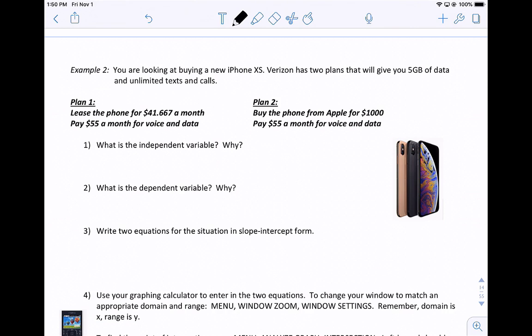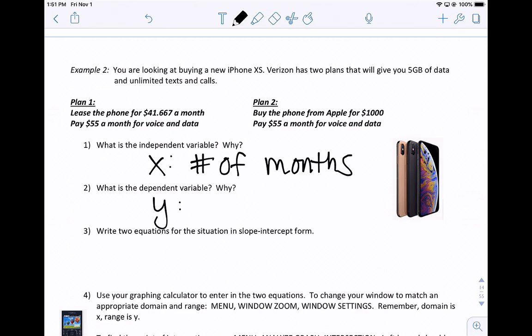Okay, so here's what is the independent variable? So that would be time, right? So every month how much you're paying. So x would be number of months. And here the dependent variable would be cost, because your cost depends on the time. All right, let's write the two equations.